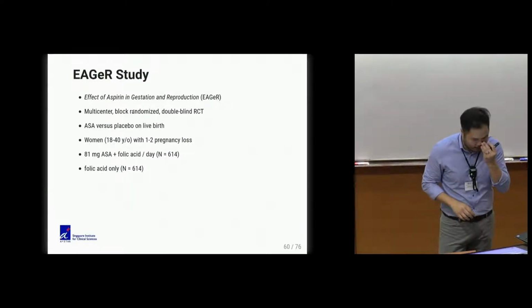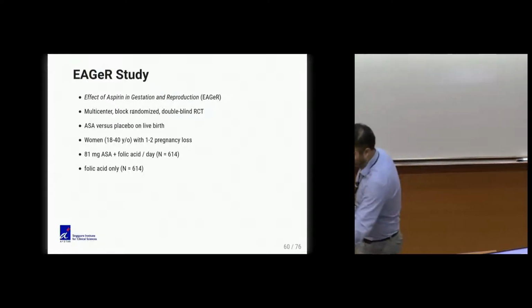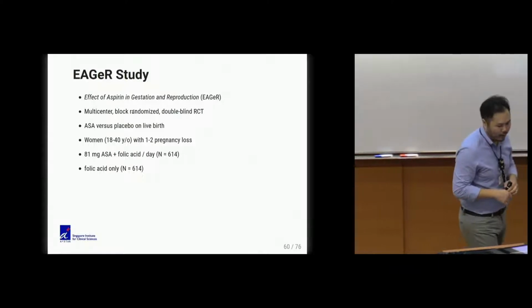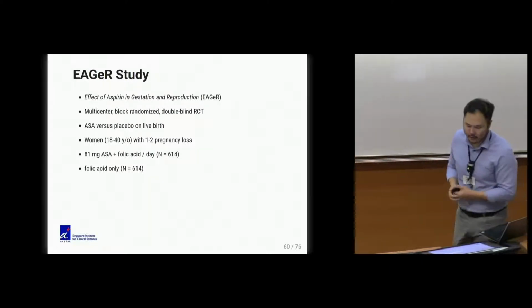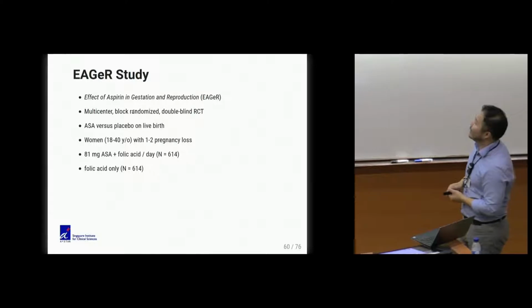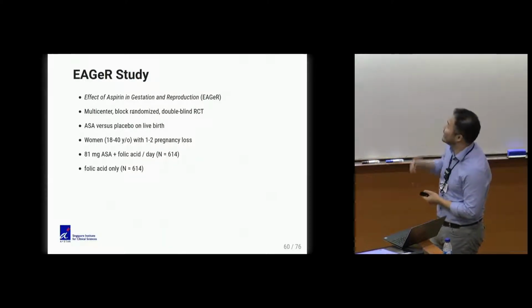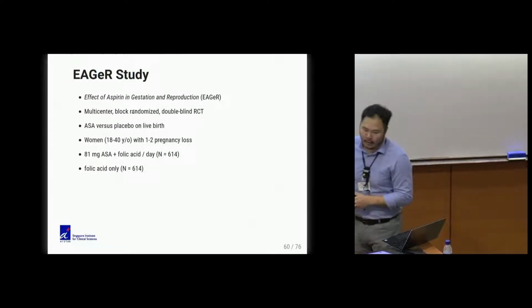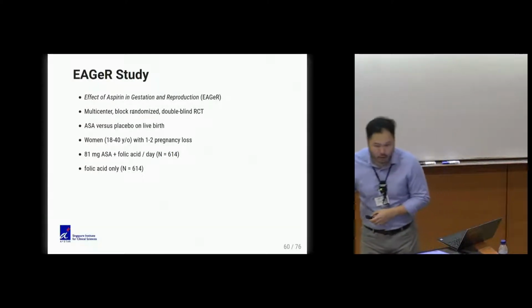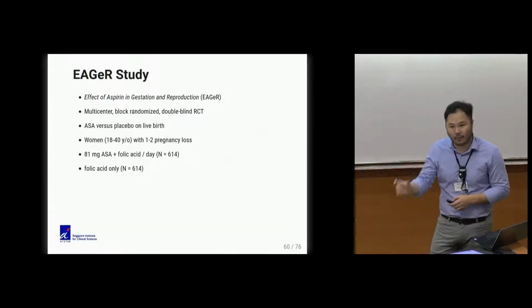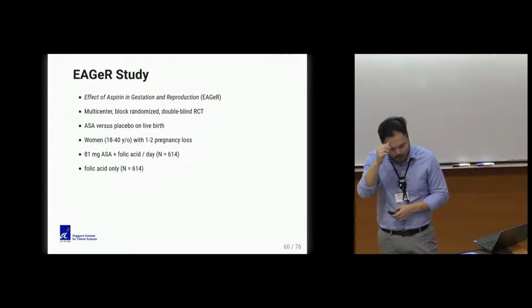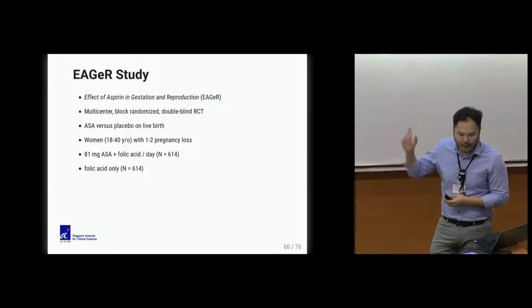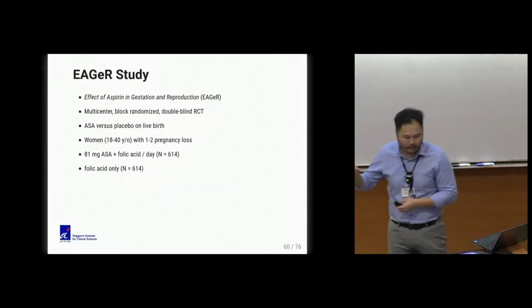So this is drawn from a randomized trial of aspirin in couples that were having trouble conceiving. So it's a multi-center block randomized double-blind trial of aspirin, acetylsalicylic acid, versus placebo in women between 18 and 40 years old with 1 or 2 prior pregnancy losses. So these are ones who have already had trouble conceiving or having a live birth. And the treatment specifically was basically a baby aspirin plus folic acid once a day.